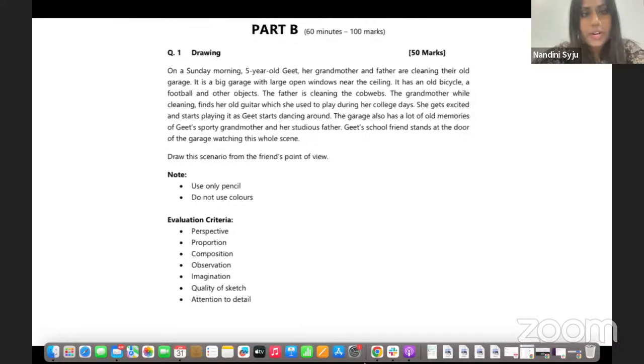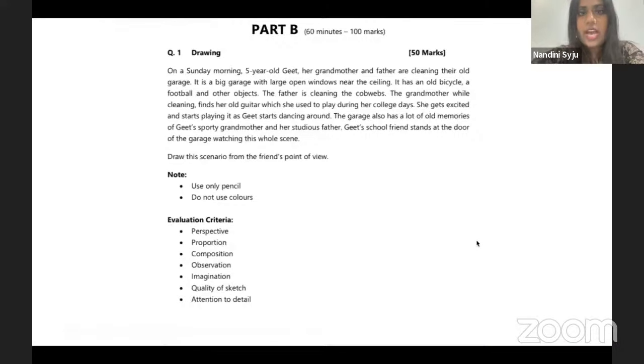It says on a Sunday morning, 5-year-old Geet and her grandmother and father are cleaning their old garage. It is a big garage with open windows near the ceiling. So it's quite descriptive on how we approach the question. We have the characters, the people, we have the setting, we have a little bit more description. There's a little girl, there's a grandmother, there's her father. They're all a family. They're in a garage, large open windows.